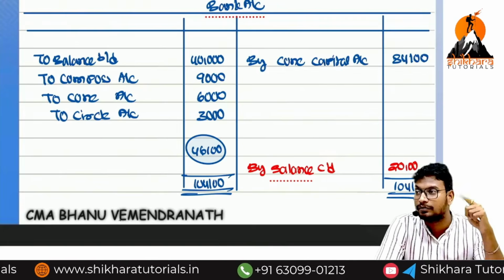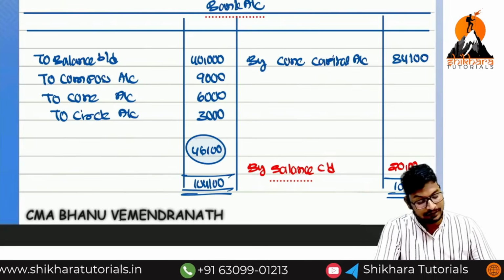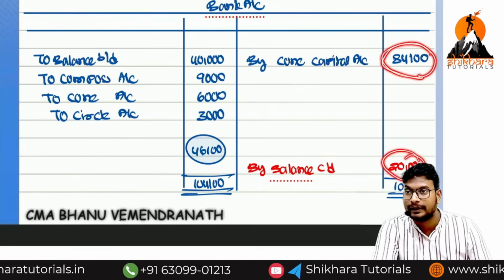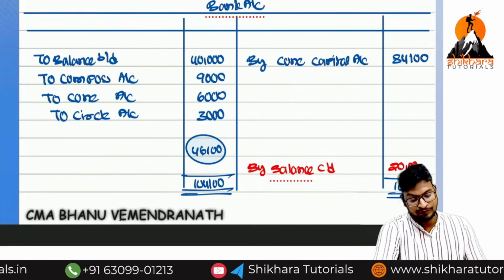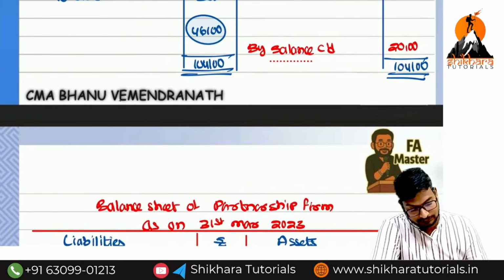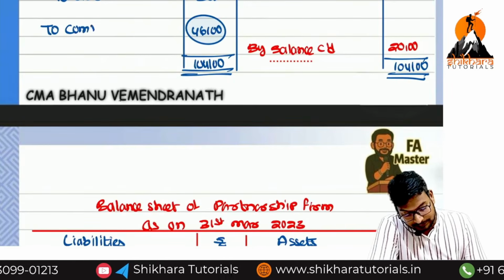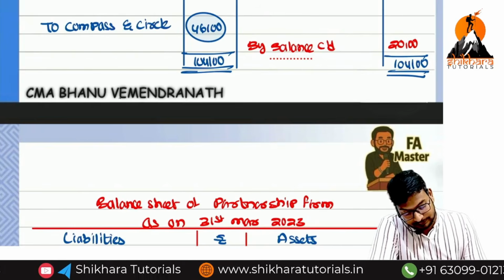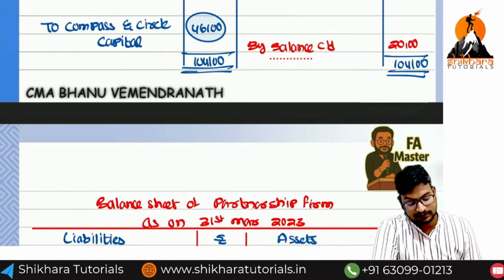This much amount should be brought by whom? The remaining partners. We need to maintain 20,000 and we need to give 84,100. That means this much amount needs to be brought by the remaining partners. So how much they need to bring we can find out. Who are the partners? To compass and circle capitals.